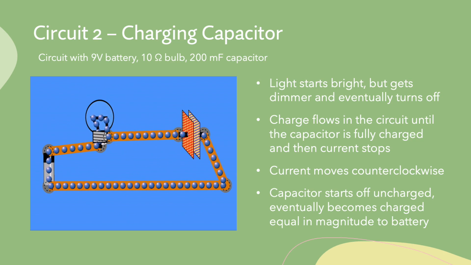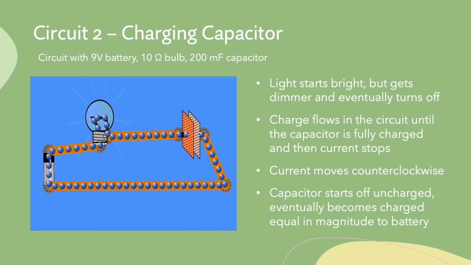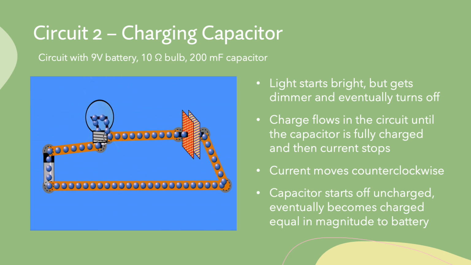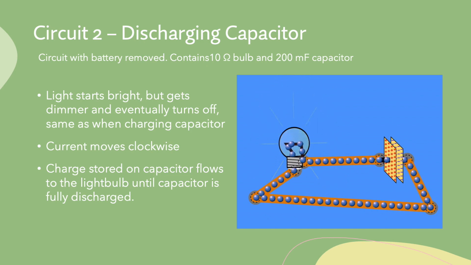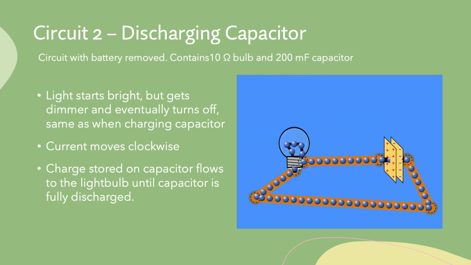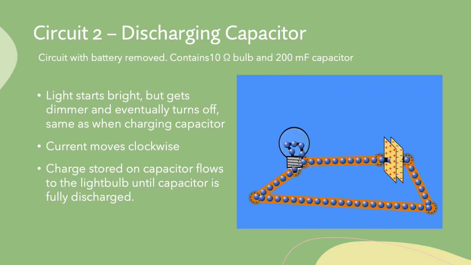Before it stops, the current moves counterclockwise in the circuit. The capacitor starts off uncharged but eventually becomes charged with a potential difference equal in magnitude to that of the battery. Next, the battery was removed from the circuit. When the battery is removed, the light bulb starts bright, but gets dimmer and eventually turns off, same as what occurred while the capacitor was charging. Now the current is moving clockwise in the circuit. The capacitor starts off fully charged, but as the charge stored on the capacitor flows through the light bulb, the capacitor eventually becomes fully discharged, and the current stops.